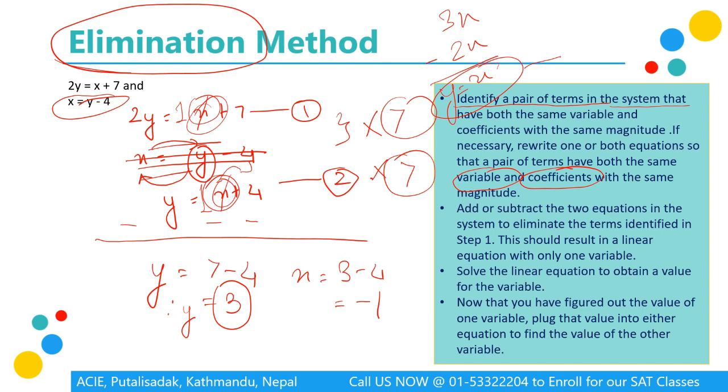So it's always important to make sure that at the end of the day, one of your equations only has one variable, like over here, only one variable, which is y. Add or subtract the two equations in the system to eliminate the term identified in step 1. So basically we have done that. This should result in a linear equation with only one variable, and then solve the linear equation and put the value again in the other equation. It's simple, it's something we've already done, so I feel like this question is just a revision and we can easily solve it in the exam.